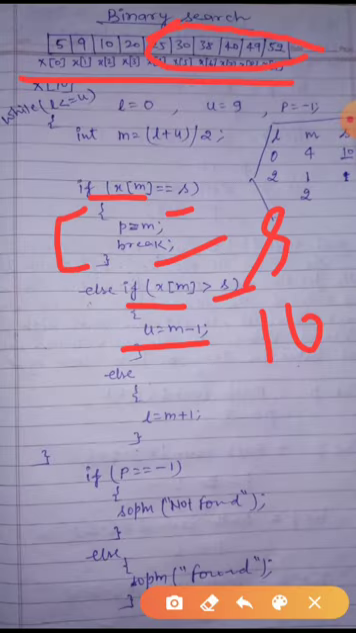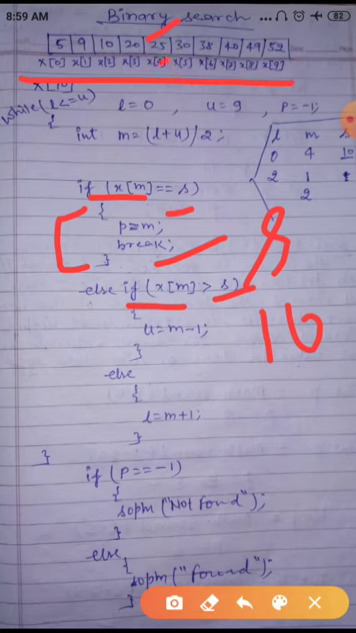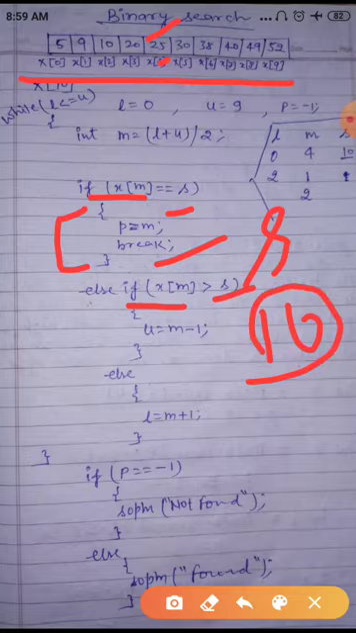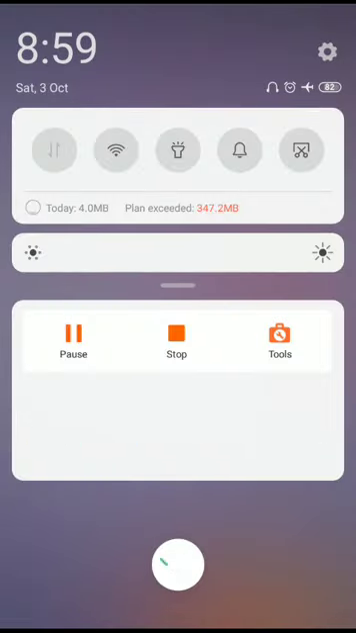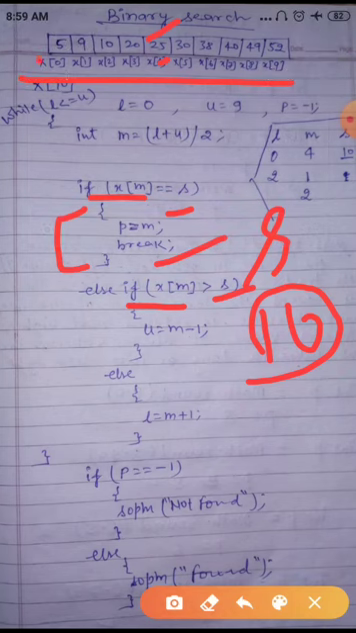Where is your number? If XM is this one, XM means 25 is more than your searching number. Your searching number is 10. So what does that mean? Your number is only here.